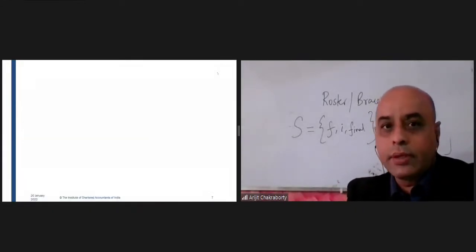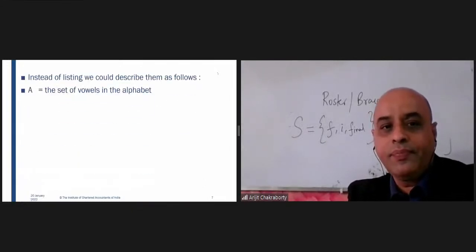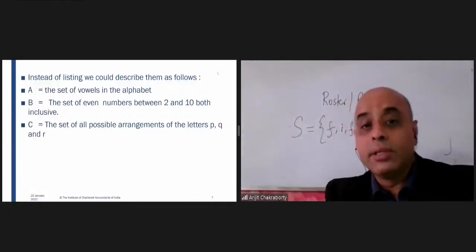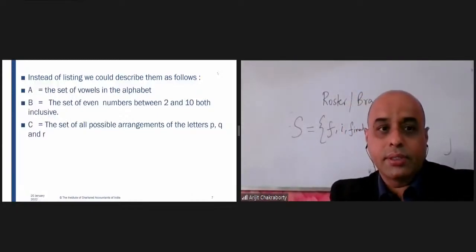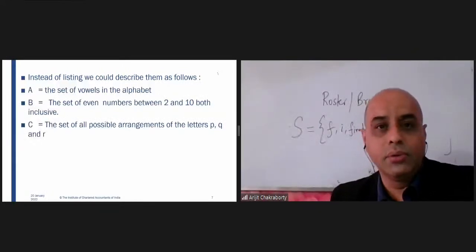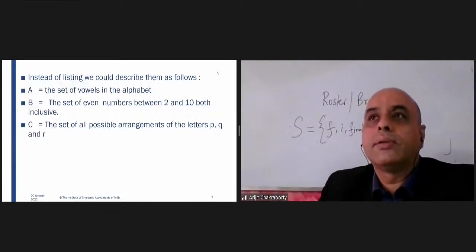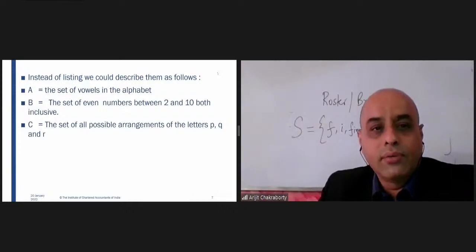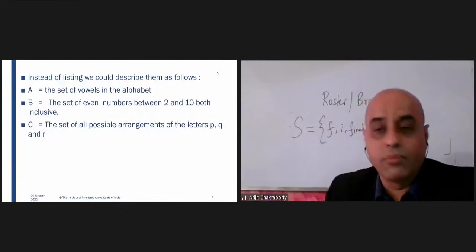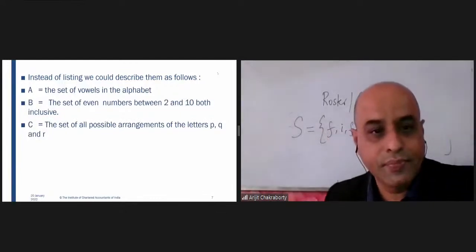And there is another method which is called set builder form. In set builder form, the examples are like this: the set of vowels in the alphabet. If I say that, can you write the set of vowels in the alphabet? Definitely you will find that the set of vowels will be A, E, I, O, U. These 5 vowels you could write in set builder form. Also, you could write in braces form. When I write in this way, it becomes braces. Okay, right.